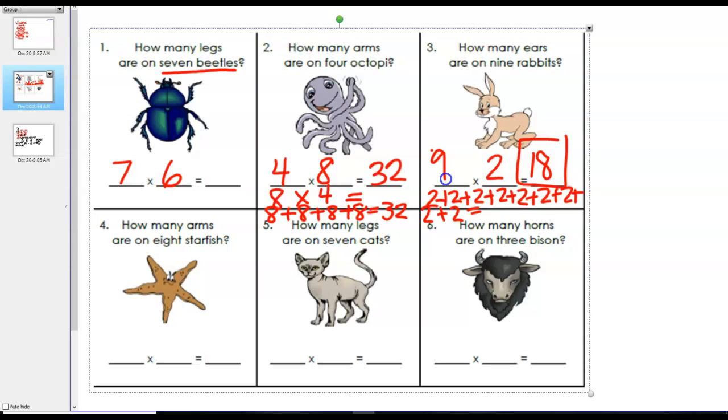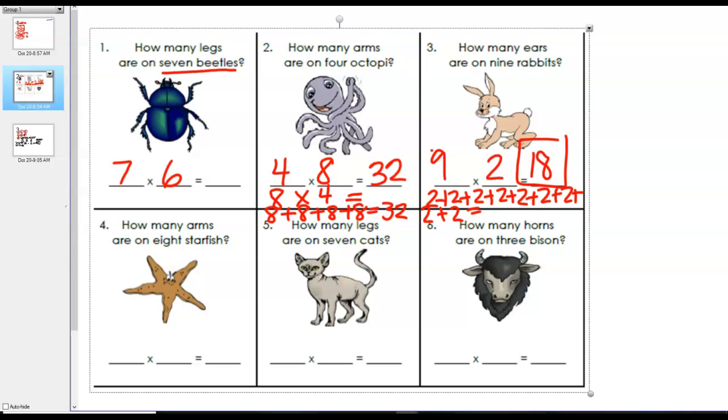All right, let's go on to number 4. How many arms are on 8 starfish? 5 on the starfish. How many arms are on 8 starfish? So draw your groups and show your repeated addition. Now somebody said, oh, we can do skip counting on the next one too. What would we skip count by on this one? 5s. Very good.